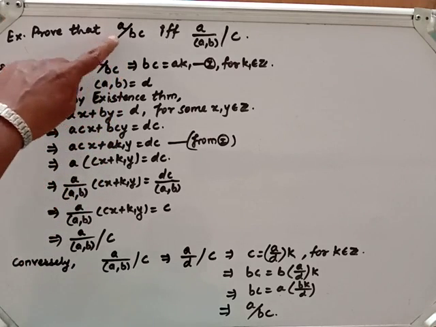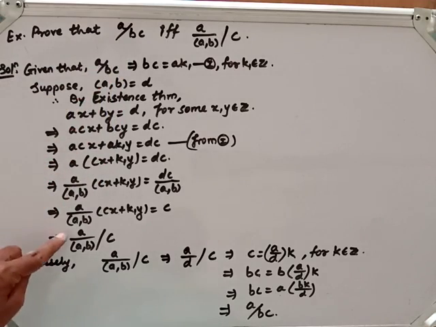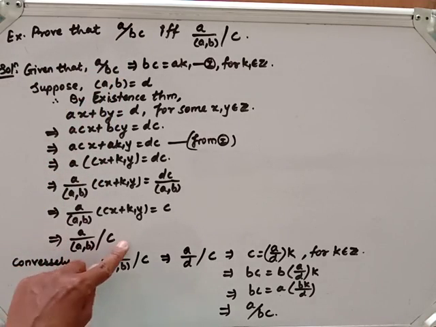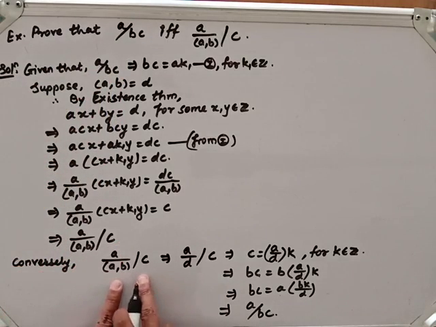First we have assumed A divides BC and we have proved A upon GCD of AB divides C. Later on we have assumed A upon GCD of AB divides C, and we have proved A divides BC. This is the proof here.